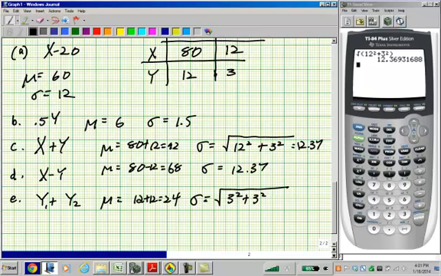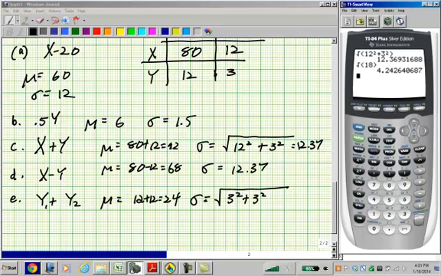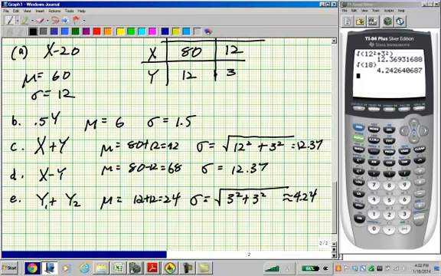So the square root of 18 is approximately 4.24. I'll check that last one for 26. 4.24 and 24. Okay, so that's it. That's how you do them. That's the end of these three problems.